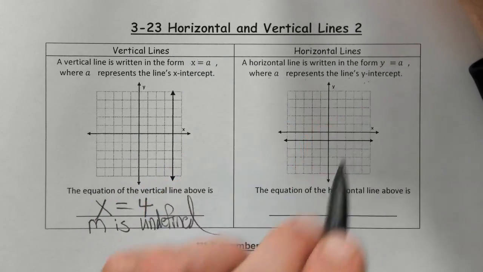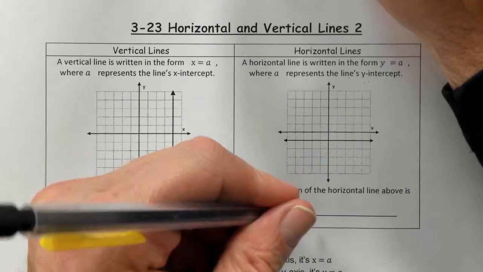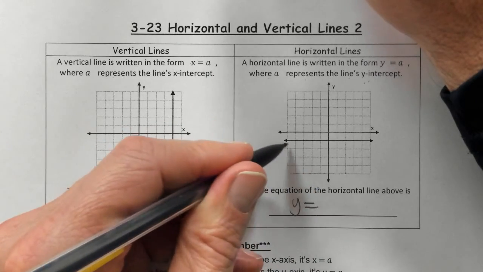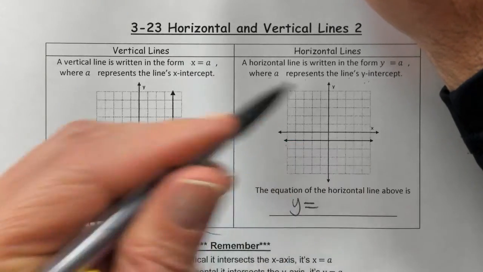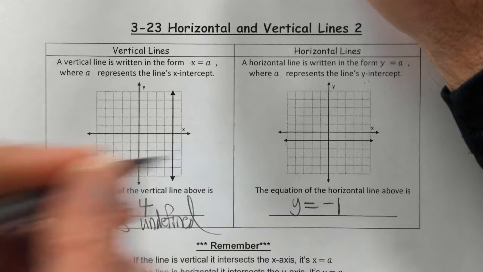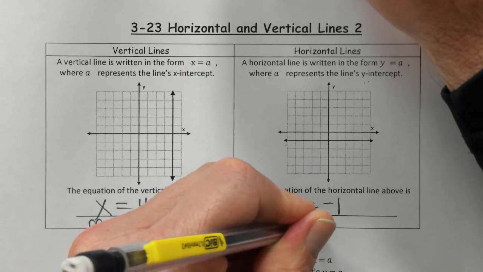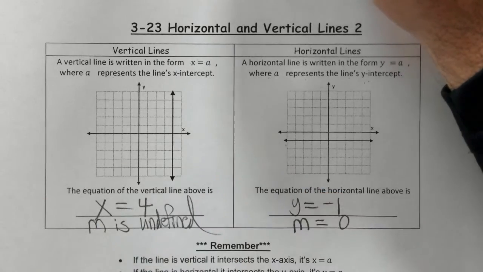And, of course, a horizontal line is written in the form y equals a, where a represents the line's y-intercept. I've got a horizontal line here. And so the equation is going to be y equals where it crosses the y-axis, which in this case is -1. So the equation is y equals -1. Remember what we said about the slope. The slope of a horizontal line is equal to 0.